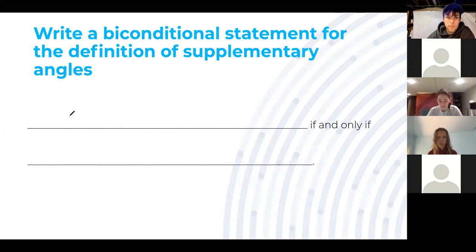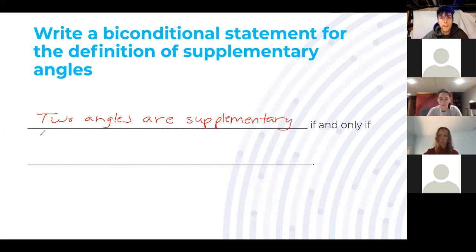That's kind of their main idea, but I'm going to go ahead and get it started. So two angles are supplementary if and only if, what do we need to write there on the end? So two angles are supplementary if and only if this.